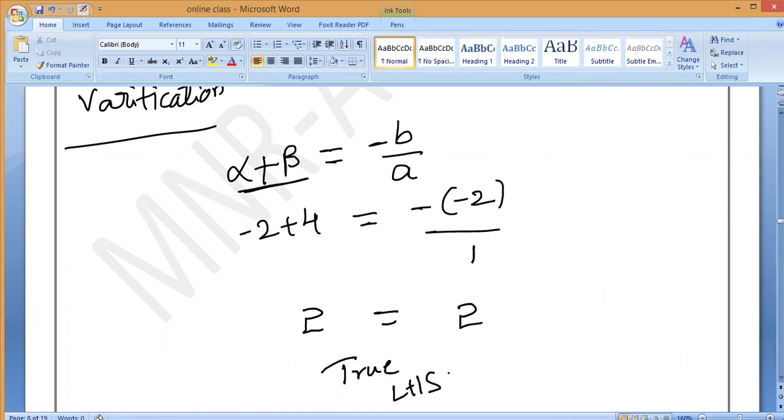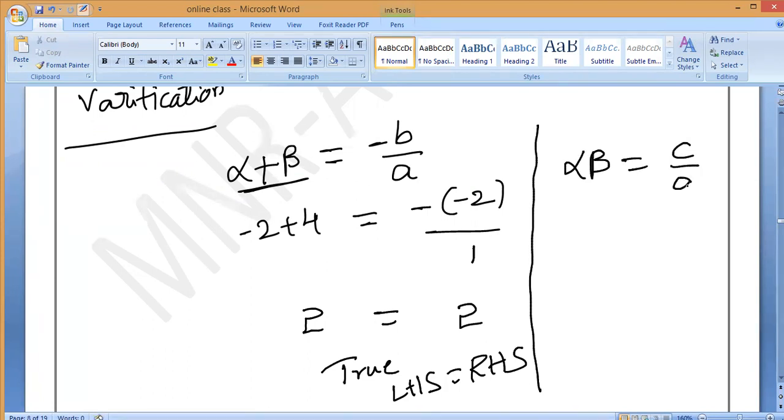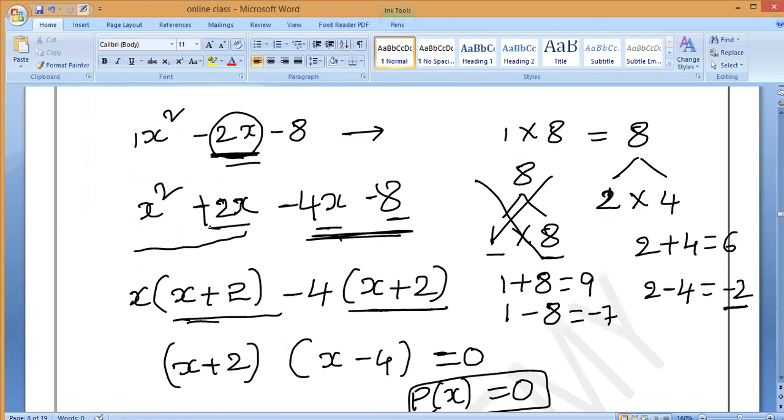That's all. LHS equals RHS. Now in the same way, you should do the product of zeros. Product of zeros, alpha beta, is equal to c by a. Verify now: minus 2 into 4 is equal to minus 8, which equals c by a. What is the c coefficient? Minus 8. The a coefficient is 1, we know.